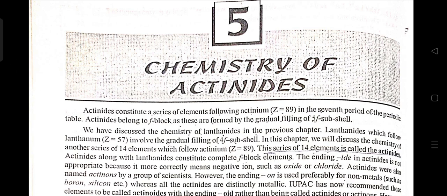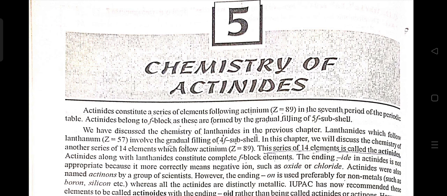In this chapter, we will discuss the chemistry of another series of 14 elements which follows actinium with atomic number 89. This series of 14 elements is known as actinides. Actinides along with lanthanides constitute the complete f block elements.